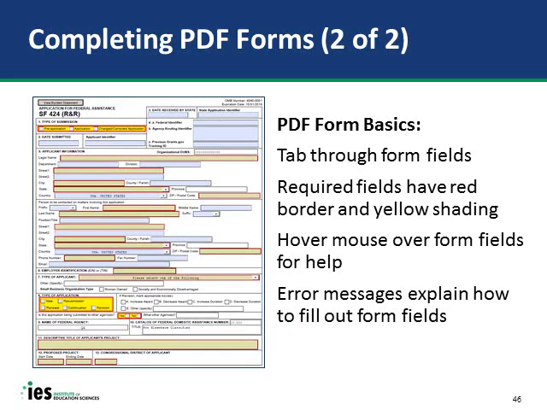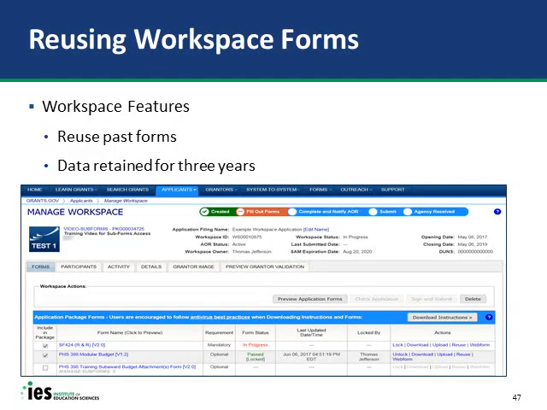If using PDF forms, you can move through the form using the Tab key. Note that required fields have a red border and yellow shading. As with the web forms, you can hover your mouse over form fields if you need help. Whether using web forms or PDF forms, you always have the option of reusing a form. Grants.gov will keep your forms for 3 years.